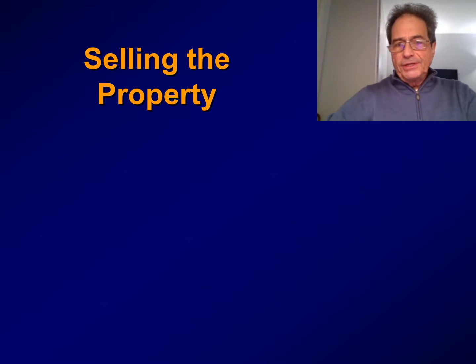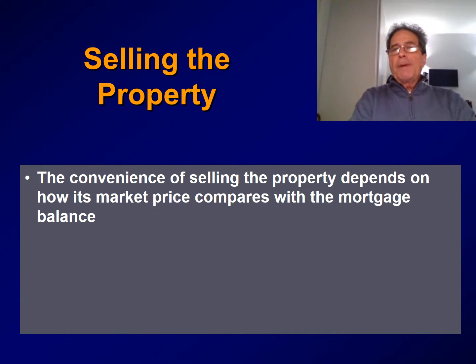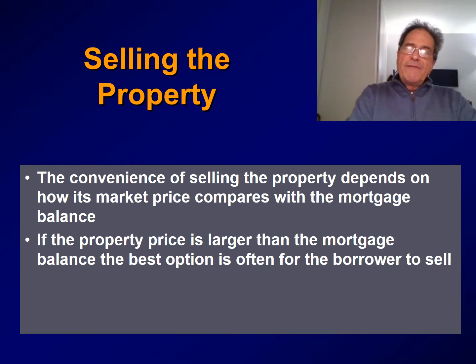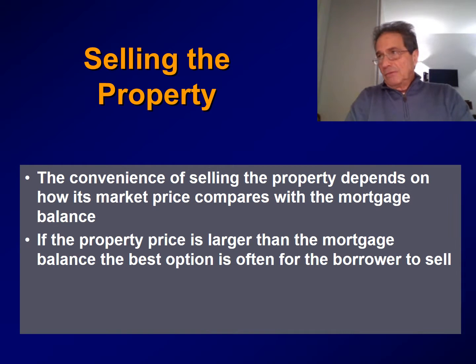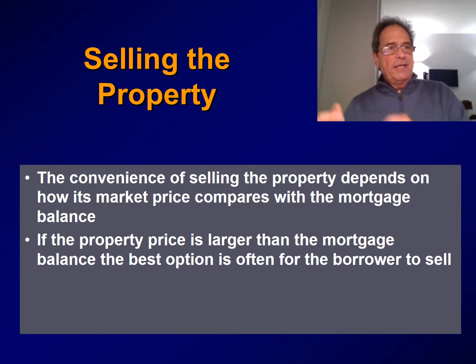First, selling the property. The convenience of selling the property depends on how its market value compares with the mortgage balance. If the property price is larger than the mortgage balance, the best option is often for the borrower to sell. Of course, the borrower sells the property, takes part of the money that he recovers, and with this part of the money pays the loan.